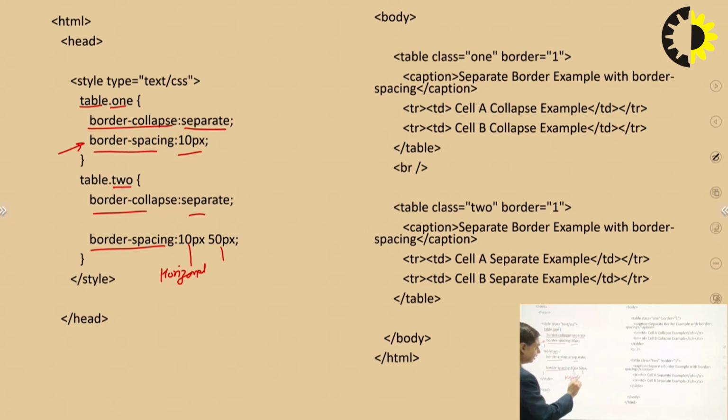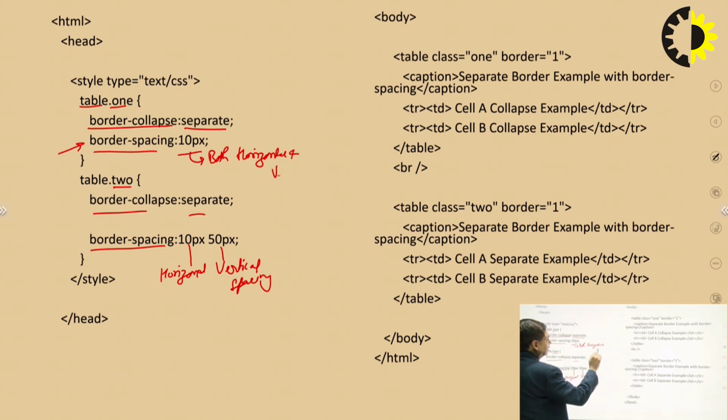It is for the horizontal. It is for the vertical spacing. Now we have one value, so it is for both horizontal and vertical spacing. So we have defined the classes here.